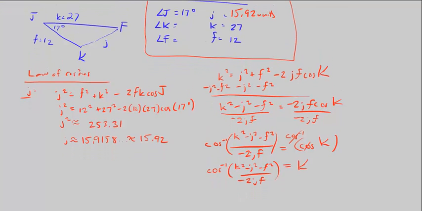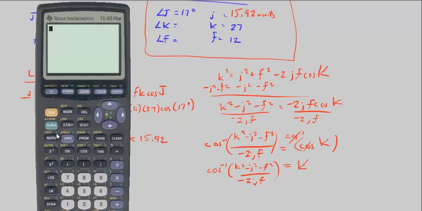So now let's plug in our values into our calculator. We get the inverse cosine of k squared, 27 squared, minus j squared, 15.92 squared, minus f squared, 12 squared, divided by negative 2 times j, which is 15.92, times f, which is 12. We plug that in our calculator, and angle K is approximately 150.20 degrees. Rounding at this point, this 9 makes it a 0 and a 2. So we wrote that up here.